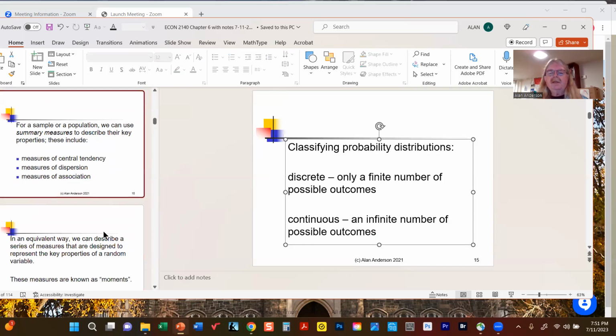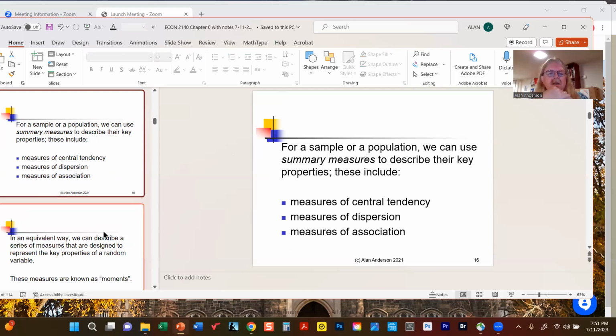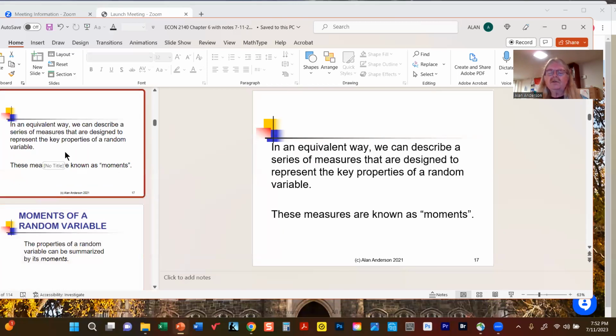Now, here what we're going to do is introduce some ideas that we've already seen before. From your earlier chapters, when we were dealing with samples and populations, there were summary measures that we used to describe their properties. They fell into 3 different categories: measures of central tendency, measures of dispersion, and measures of association. So we remember how that works. Now, something similar will be happening here when we're dealing with probability distributions and random variables. It turns out that we can also define summary measures for a random variable, only the terminology is slightly different.